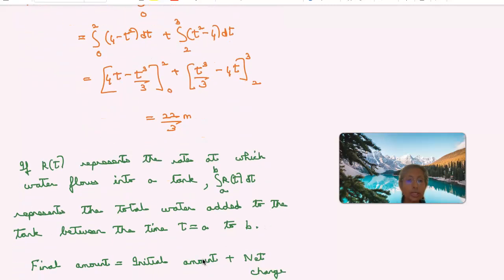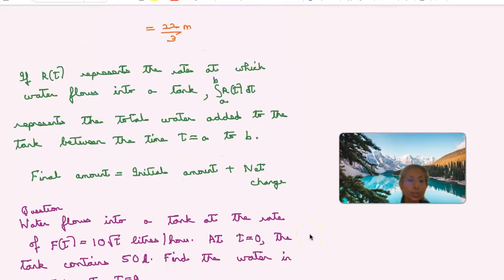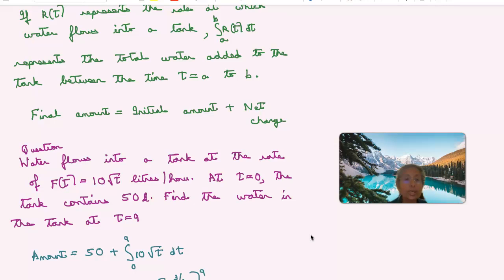Now, if R(t) represents the rate at which water flows into a tank, integral a to b R(t) dt represents the total water added to the tank between time t equal to a to b. And the final amount will be the initial amount plus the net change. So let's go to a question. Water flows into a tank at the rate of F(t) equal to 10 root t liters per hour. At t equal to 0, the tank contains 50 liters. Find the water in the tank at t equal to 9.